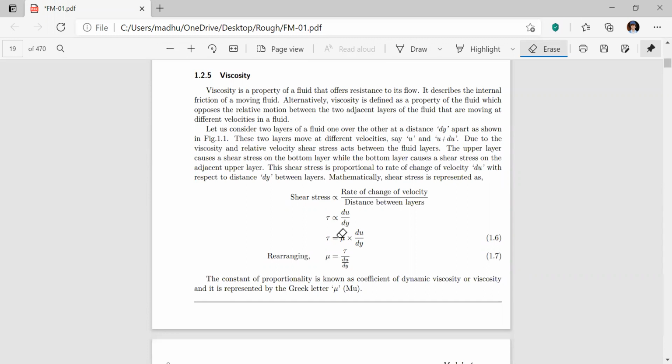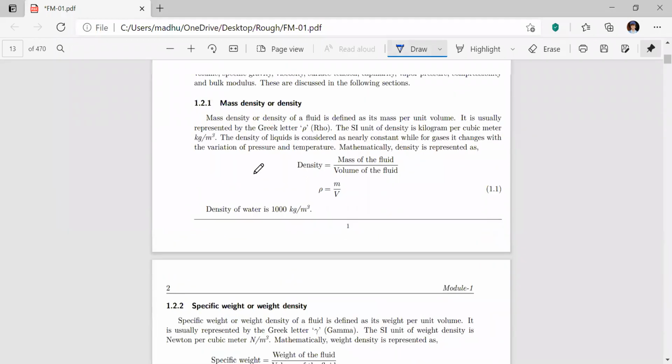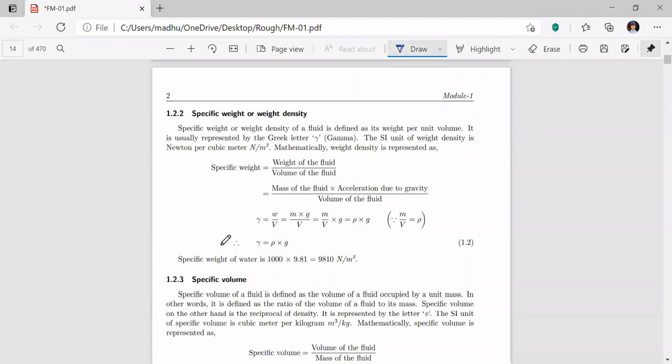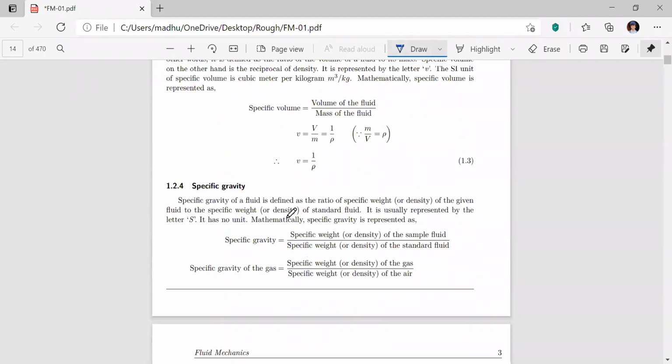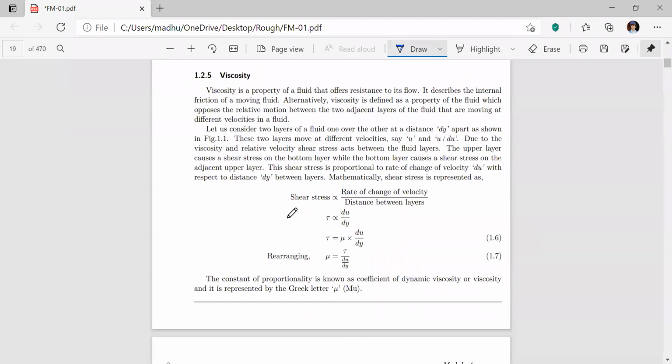So far, we have discussed four properties of the fluid. One is density, second one is weight density or specific weight, third one is specific gravity. And the fourth one is, what is the fourth one? Specific weight, mass density, weight density, specific volume, and specific gravity. So four we have discussed. The fifth one is very important, that is called viscosity.